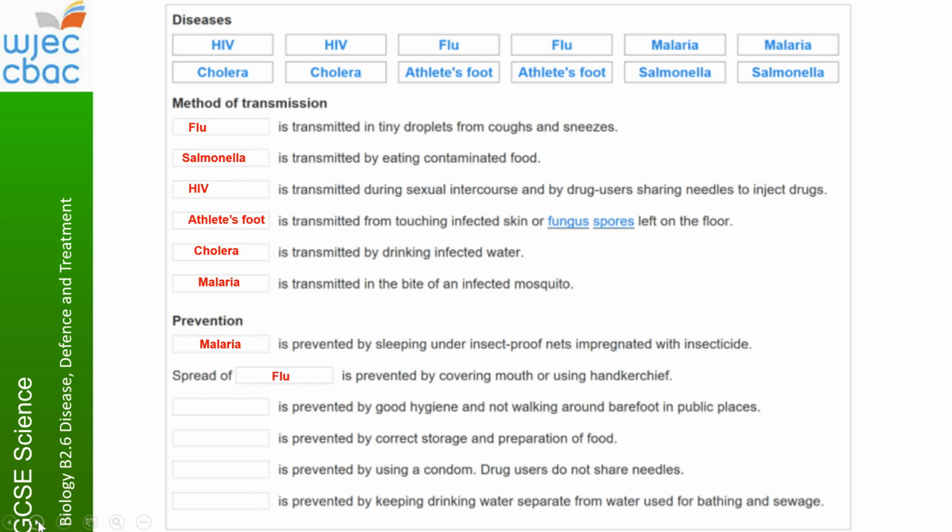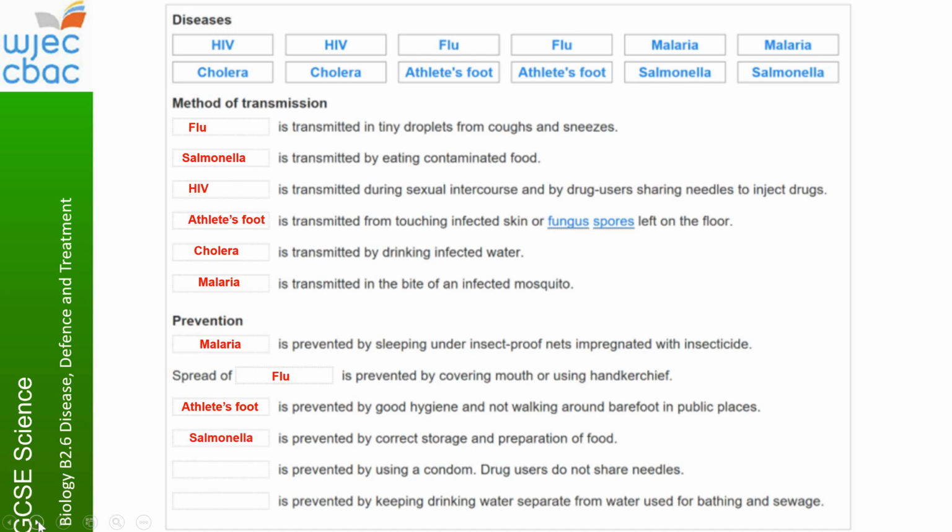Spread of flu is prevented by putting your hand over your mouth and your nose when you cough or sneeze, using a handkerchief, or even sneezing into your elbow, as they described at the start of COVID-19. Athlete's foot is prevented by good hygiene and not walking around barefoot in public places, wearing things like flip-flops, and drying your feet to make sure that there's no moisture to encourage the fungal spores to grow.